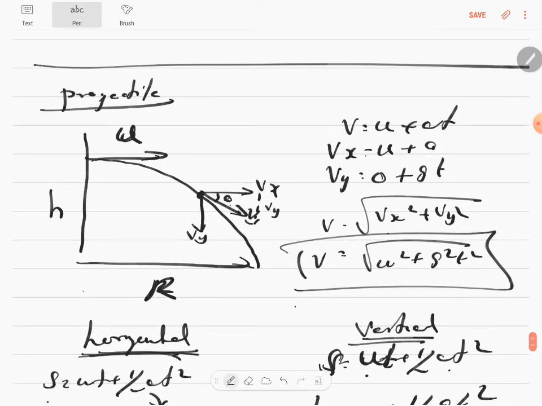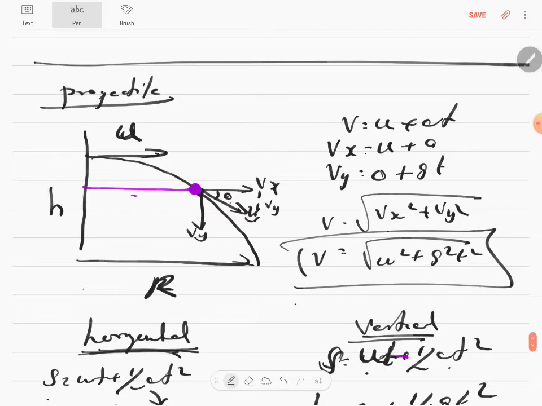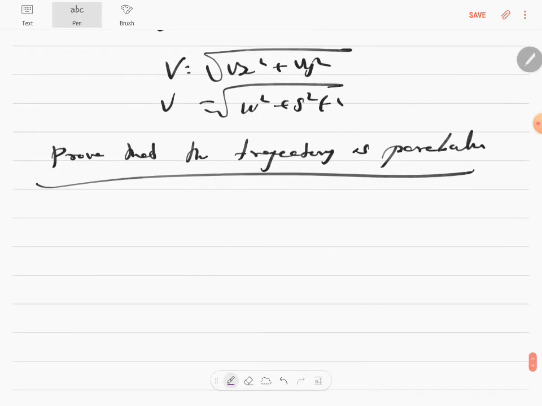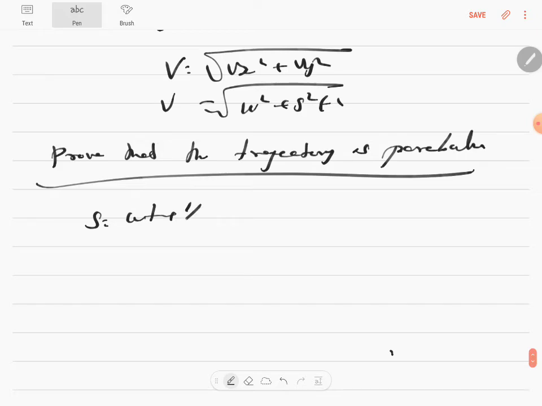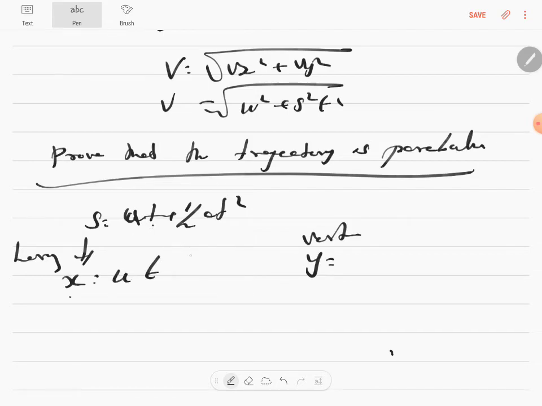How to prove that? Consider that at any instant of time t the particle is here, at a distance of x and at a distance of y. This is the first step, x and y. Then you write s is equal to ut plus half at square, where s can be written as x and s can be written as y. This is horizontal and this is vertical. Do you have a horizontal velocity? Yes. And do you have a time? Yes, t. Gravity is not there, so this becomes 0. So x is equal to ut.